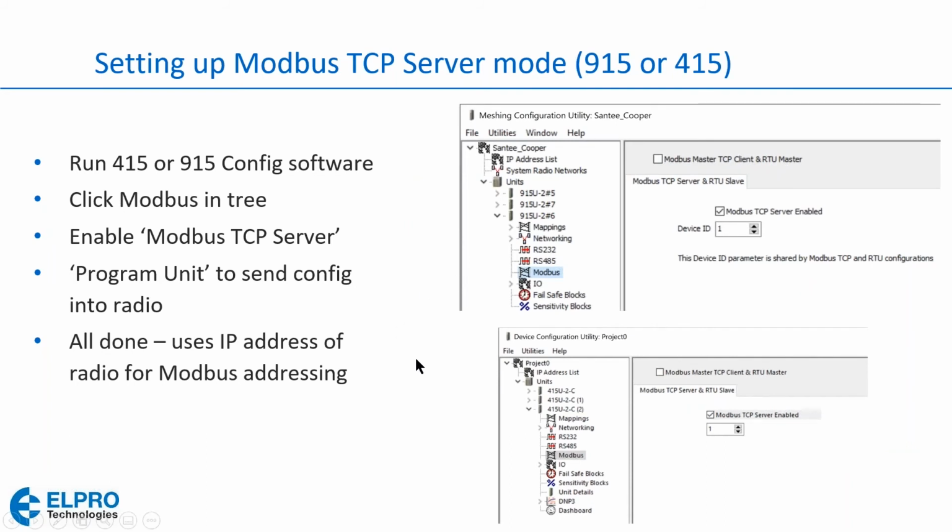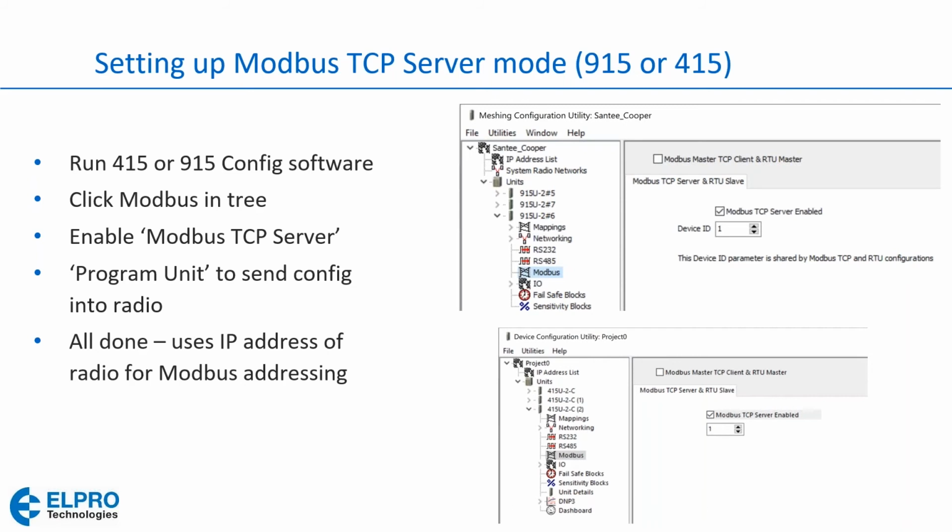So once we have set Modbus TCP Server enable, we are complete. And this is because it uses the IP address of the radio for the addressing. Now, I will state one thing here that I have not been able to find clarity on, and that is whether this device ID is still applicable in Modbus TCP. In chatting with my counterpart in Australia, we cannot see a logical reason as to why it is, but this is something personally I'm still a little bit unclear on.